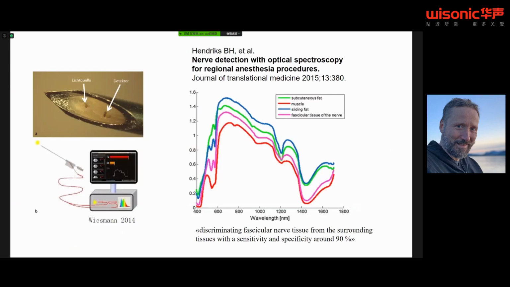I briefly want to mention another method that has been developed to identify traumatic needle-to-nerve contact. Hendriks and colleagues equipped a block needle with a light source and a detector, and by analyzing the results from optical spectroscopy, they could discriminate fascicular nerve tissue from the surrounding tissues with a sensitivity and specificity around 90%. To my knowledge, the method has not been further developed for regional anesthesia use, but there might be other medical implementations where the method can be used in the future.